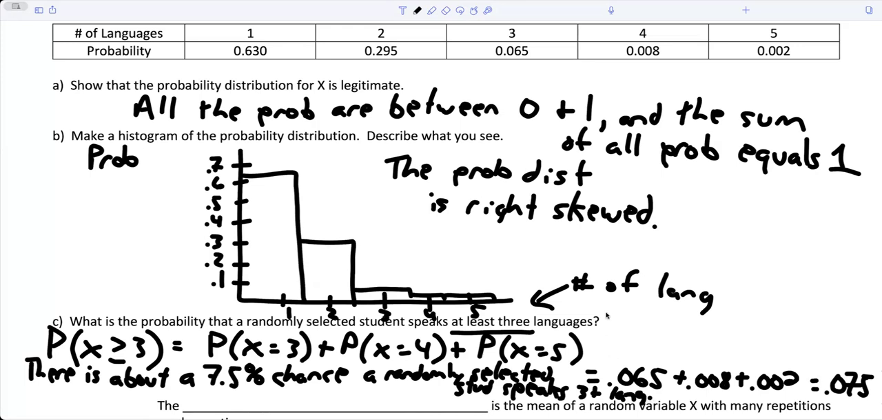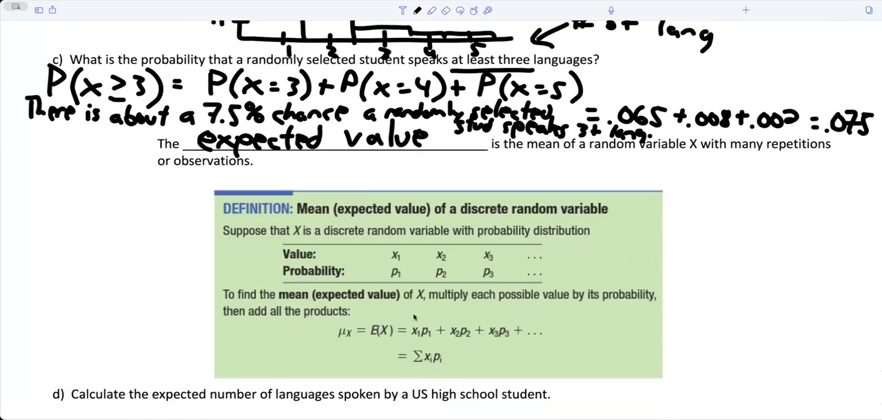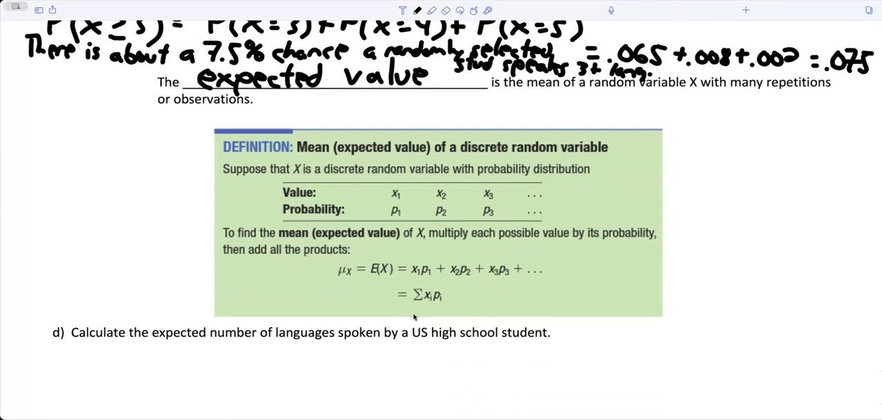And that leads us to this. The blank is the mean of a random variable X with many repetitions or observations. And this is called the expected value. And this is a fairly important concept that has a lot of different applications. All right. Let me just go through this quickly. I'm not going to spend a whole lot of time here on the mean and the variance because our calculator will do that, but let me show you the math behind it.